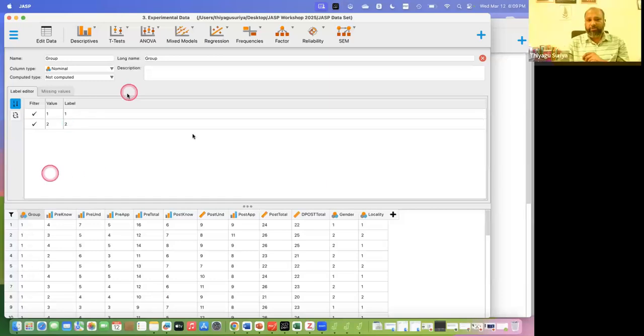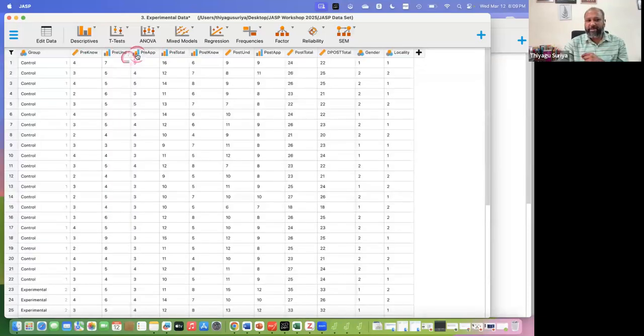Okay, fine. Now the pre-knowledge. Actually, is it an interval? Pre-test knowledge score: is it continuous or interval? It is continuous basically. Kindly select a scale variable. Pre-understanding is a scale. Pre-application is a scale. Pre-total is a scale. Everything is a scale, up to post total.